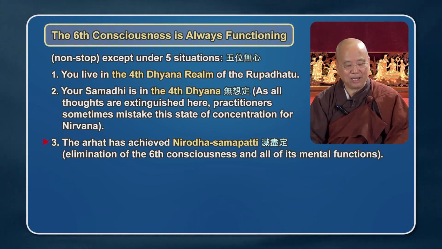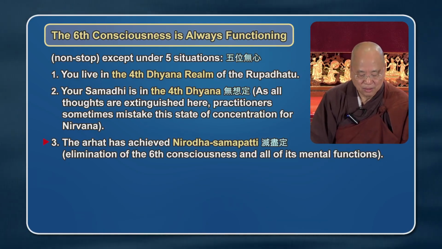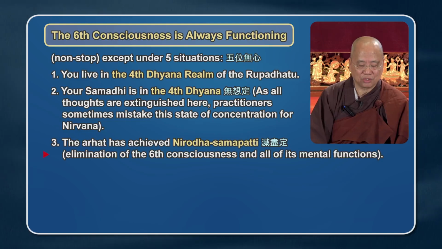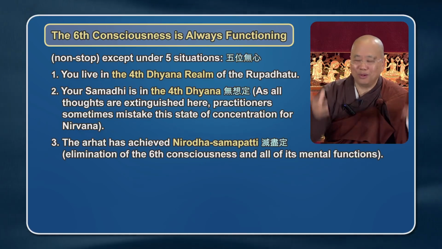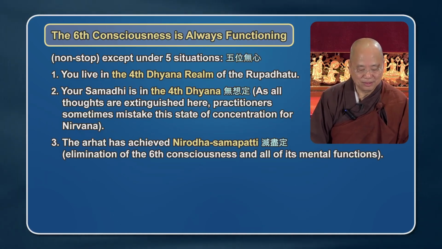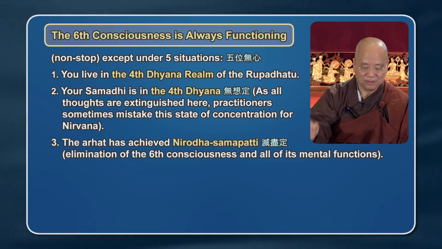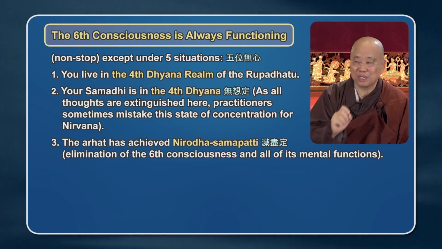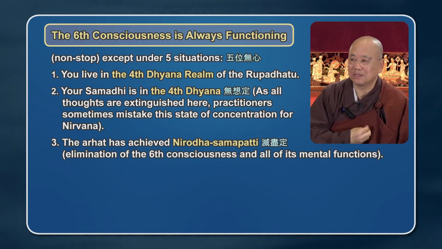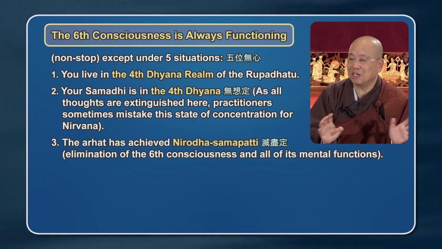The third, the arahat has achieved nirodha samapatti, elimination of the 6 consciousnesses and all of its mental functions. If you are an arahat, you're out already. You're out from samsara. So you enjoy that nirodha samapatti. Only for those who have completely eliminated the self, the ego. If you don't have an ego anymore, you're an arahat, a complete elimination of the ego, which is extremely difficult to get rid of.